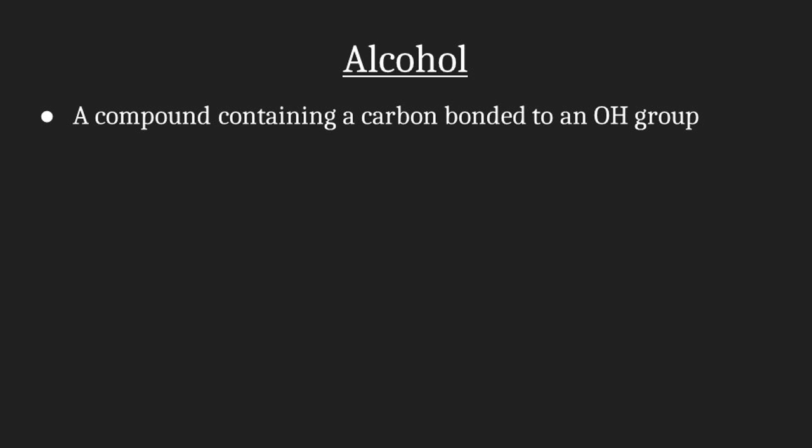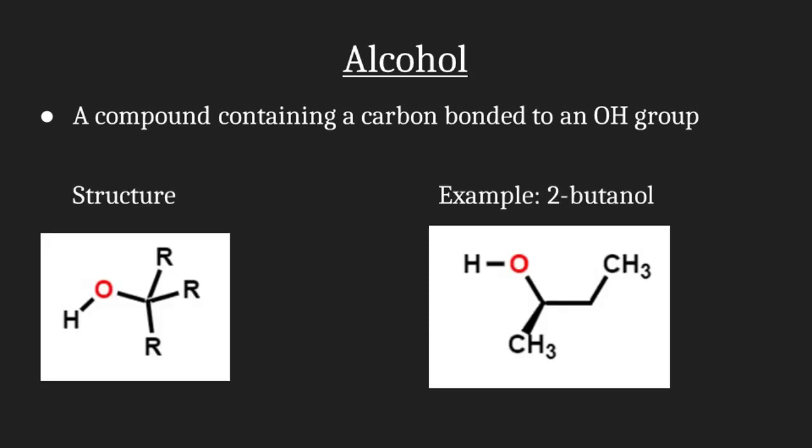The other type we're going to talk about in this section is an alcohol. This is a compound where a carbon is bonded to an OH group. In the structure, we see that there's a carbon with either carbons or hydrogens coming off of it, attached to an O that's directly bonded to an H. And an example of this would be 2-butanol.